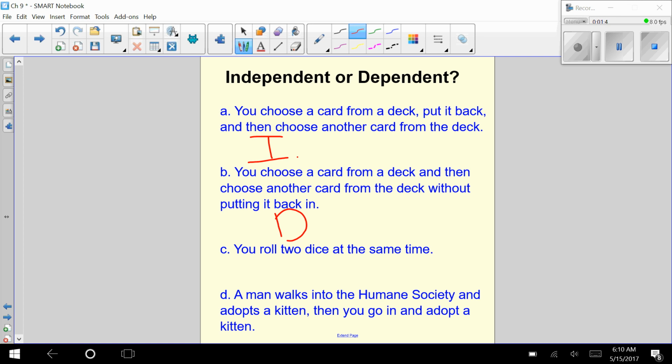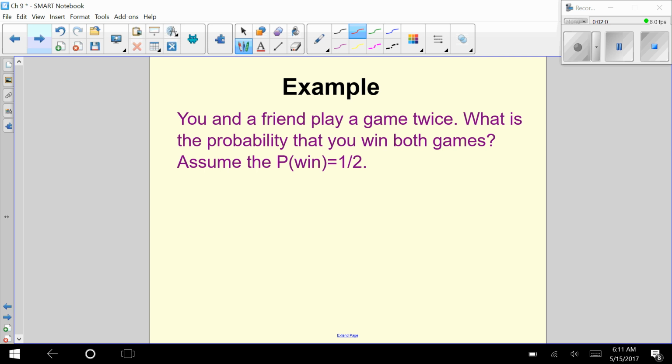C, you roll two dice at the same time. These are independent because those two dice do not affect each other. Letter D, a man walks into the Humane Society and adopts a kitten, and then you go in and adopt a kitten. That is dependent because that man took one of the kittens out of the options that you could have chosen.